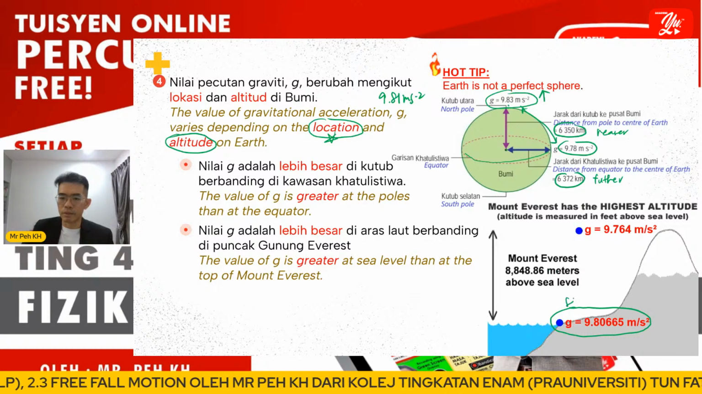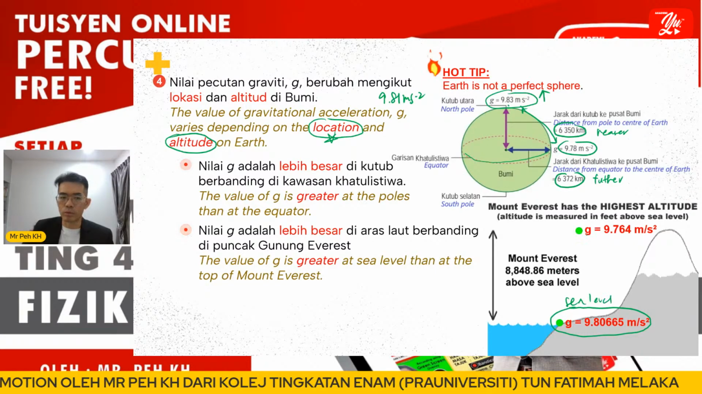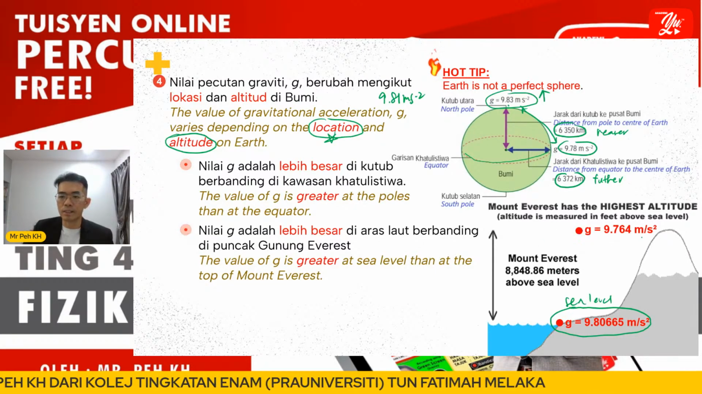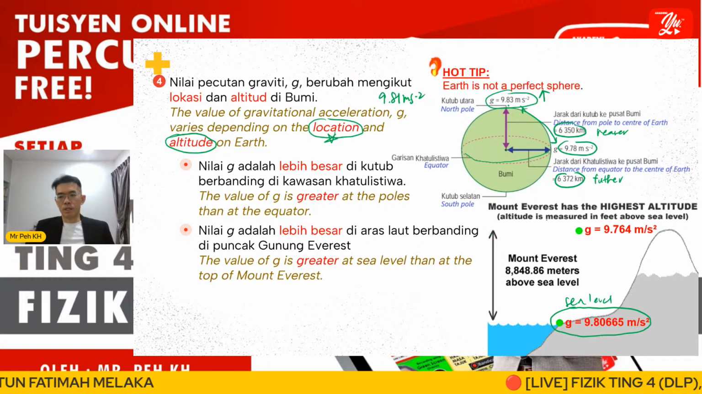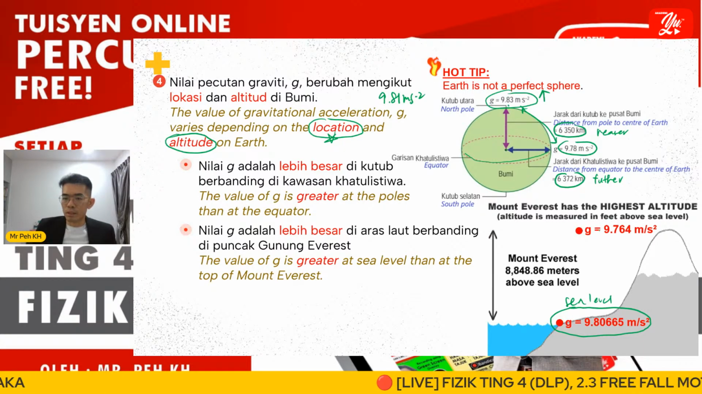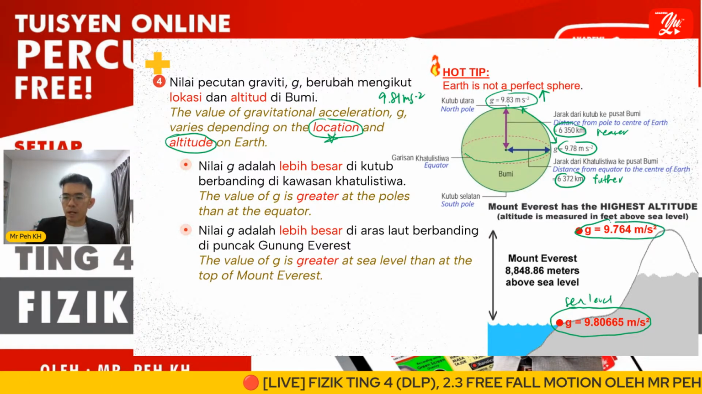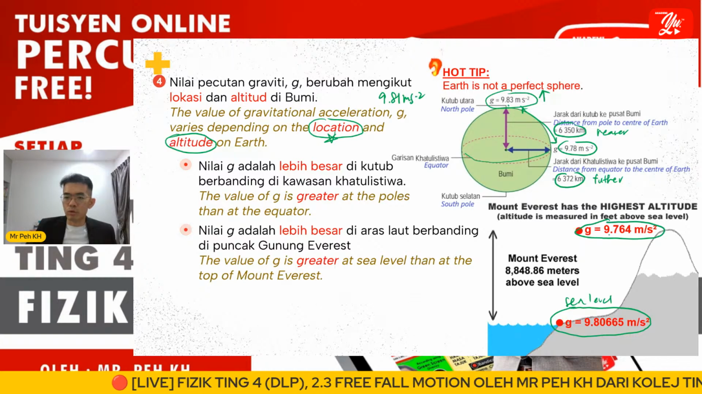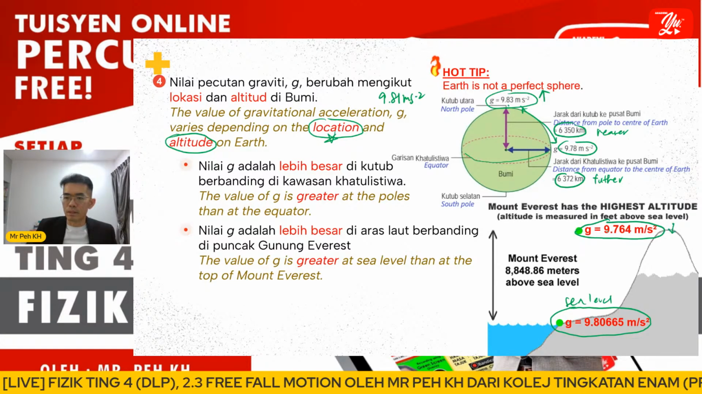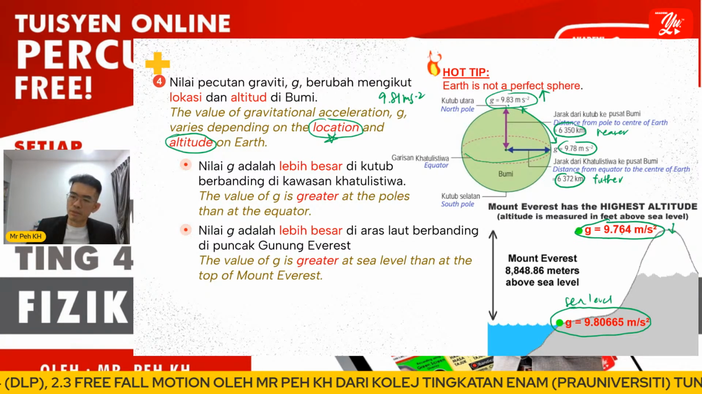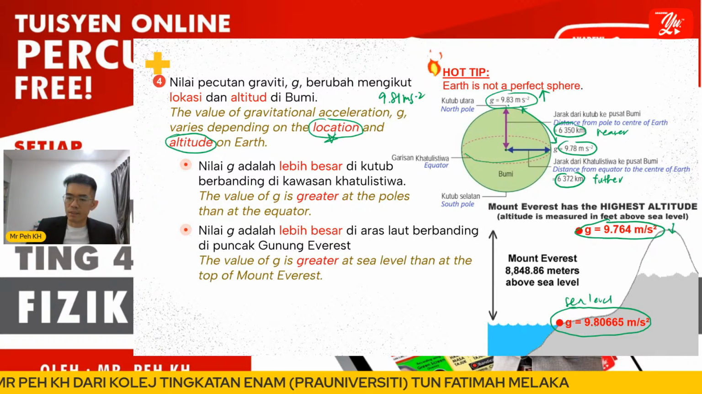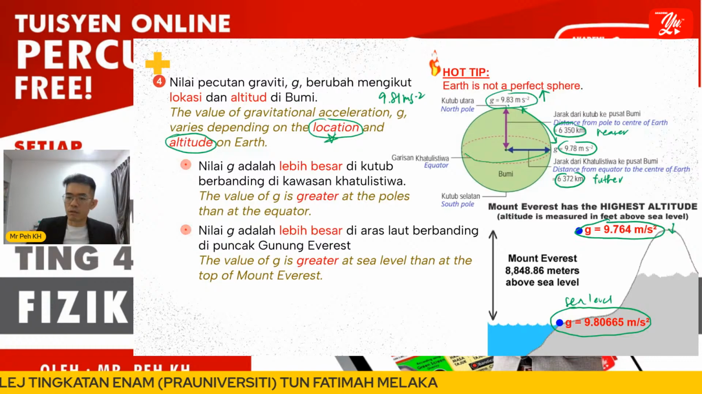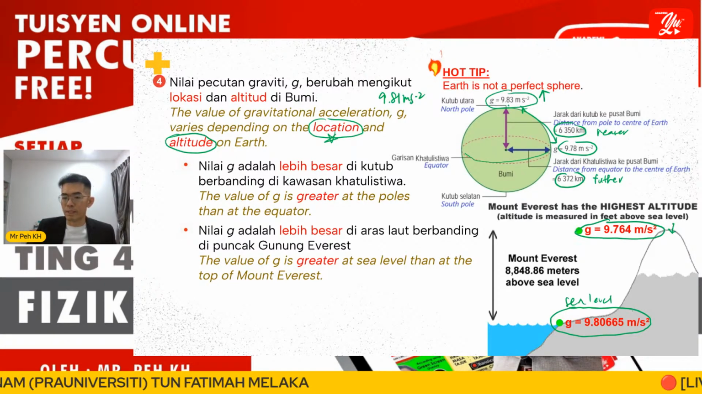Here is the sea level, compared to the higher altitude position. Here I'm using Mount Everest, the highest mountain on Earth, right? So at a higher position or higher altitude, the g value decreases. Here it shows the value about 9.764. For sea level, the g value is higher, 9.80665, which is quite close to 9.81 already.